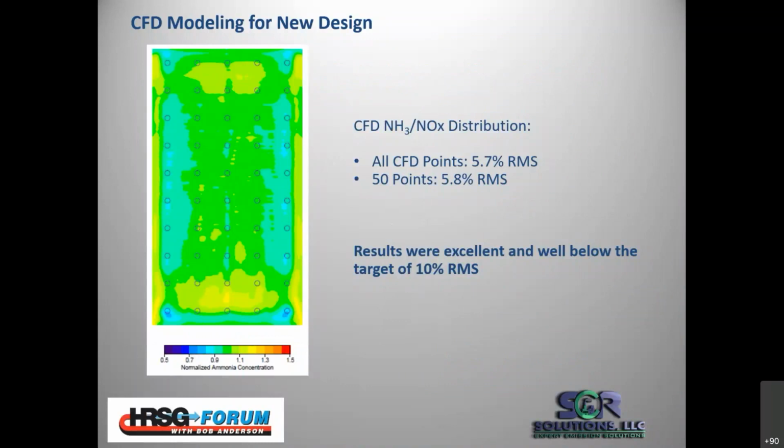And you can see the difference between all the CFD points and the 50 data points is basically the same. So that's saying we're not missing anything. Our field measurements aren't going to be misleading in terms of how good or bad the distribution is.